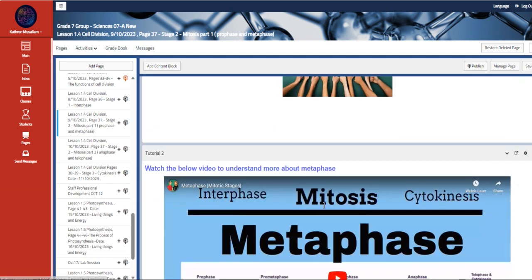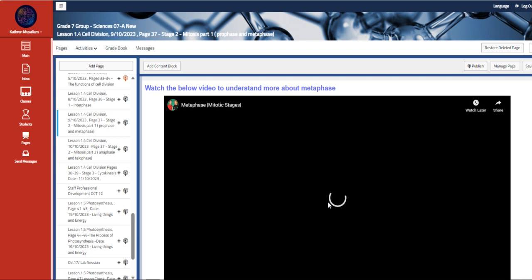Flashcards about the prophase. Also, we have here the metaphase.